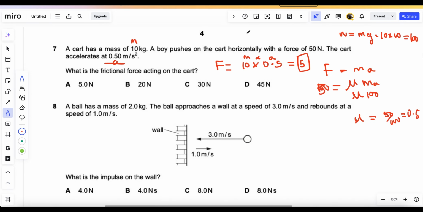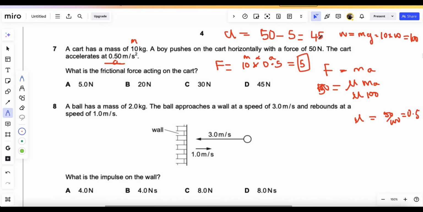So the frictional force, the force of friction, is equal to the force that was pushing the object minus the 5 Newton force we just calculated. 15 minus the 5 Newton force that we just calculated. So this will give us 10 Newton.